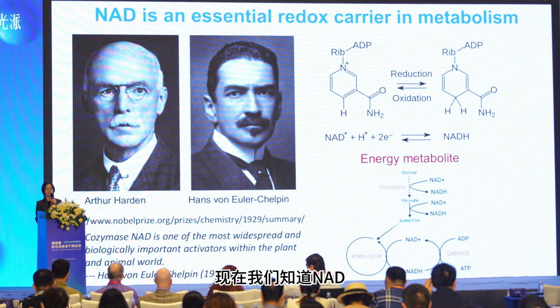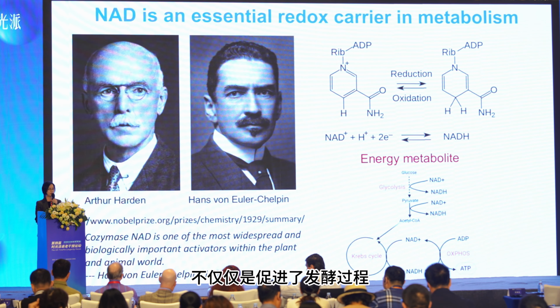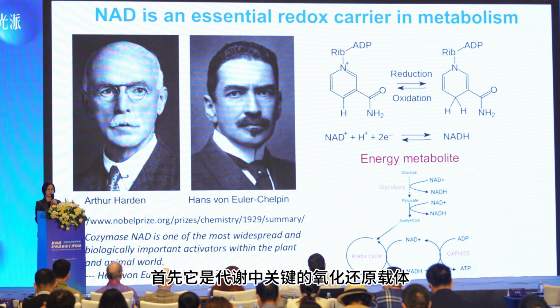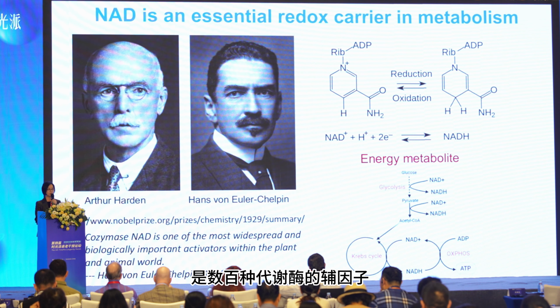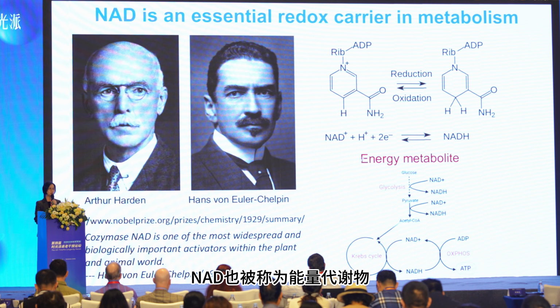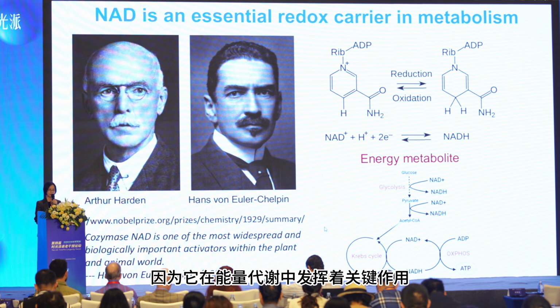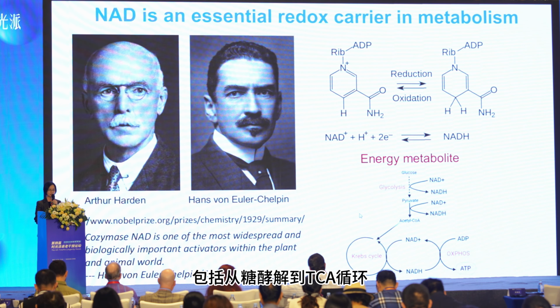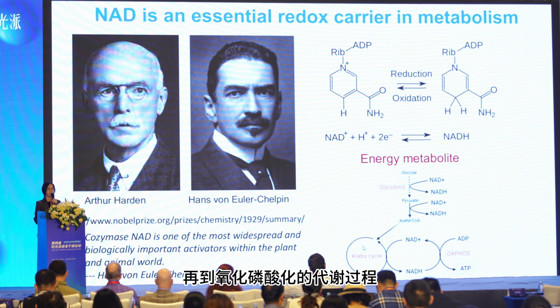Now we know that NAD does much more than helping fermentation. First, it's an essential, critical redox carrier in metabolism. It's a cofactor for hundreds of metabolic enzymes, by converting NAD plus to NADH. It's also referred to as an energy metabolite because it plays a critical role in energy metabolism, from glycolysis to the TCA cycle and oxidative phosphorylation.